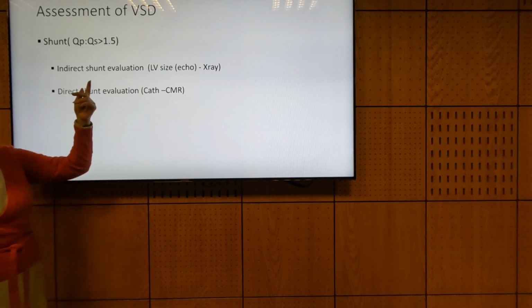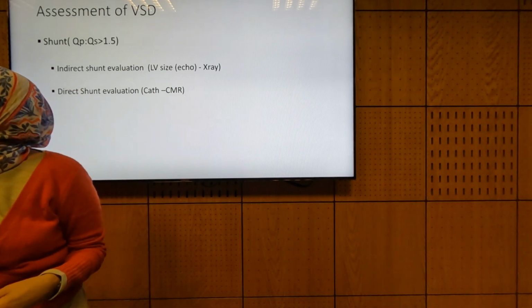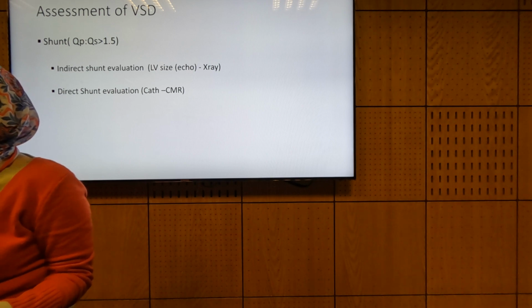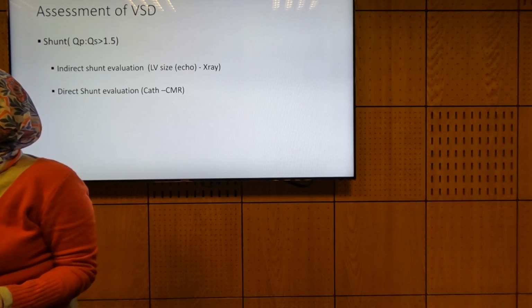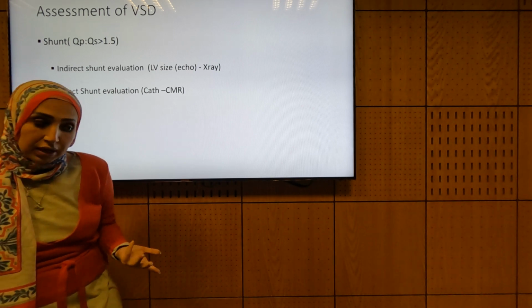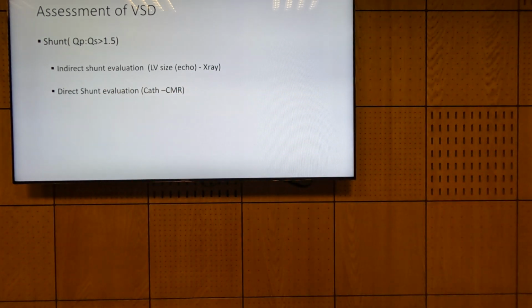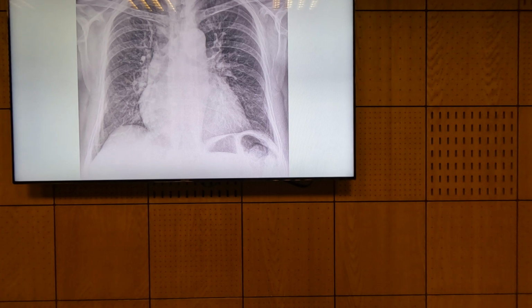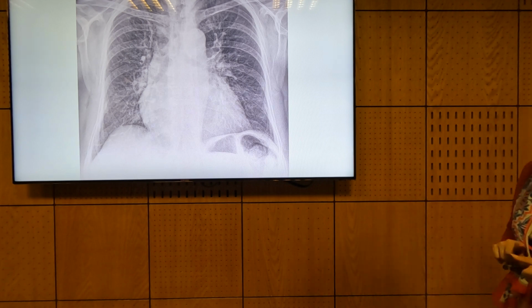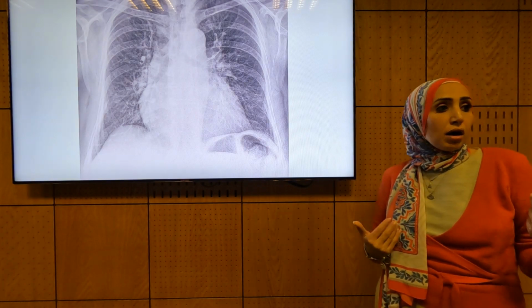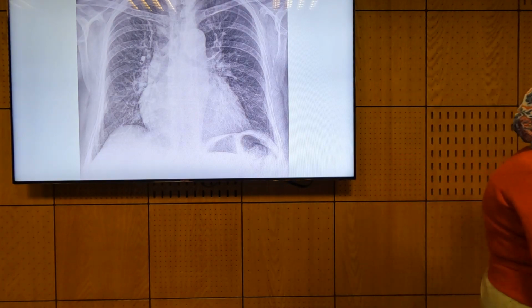In indirect shunt evaluation, this means that more blood goes to the pulmonary artery, so the lung will be plethoric and flooded, and it will come back again from the pulmonary vein. So we look at the X-ray. First, if you have a plethoric lung, this means that this patient has a high pulmonary blood flow.